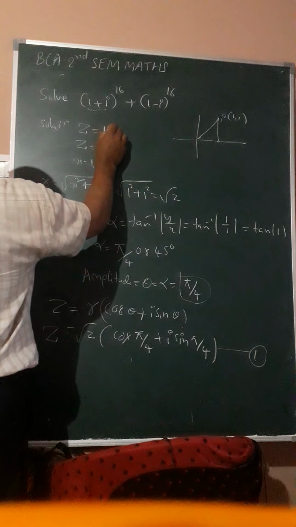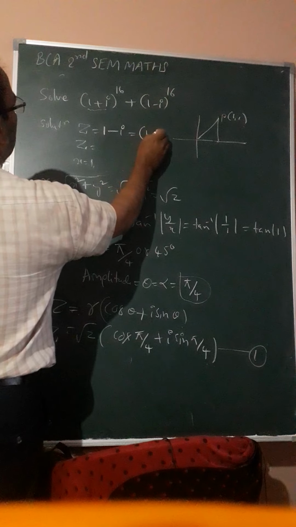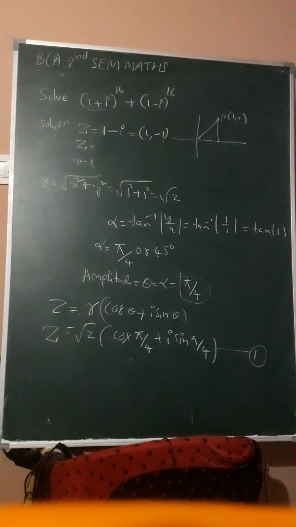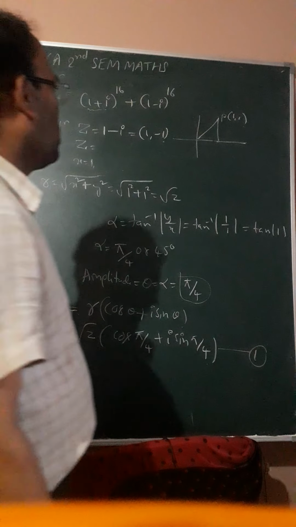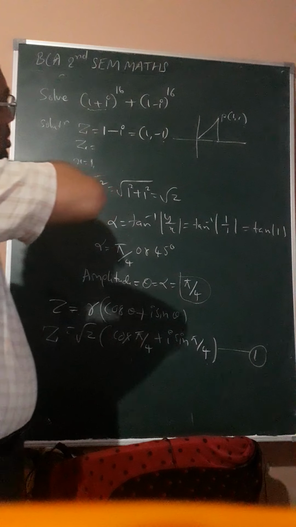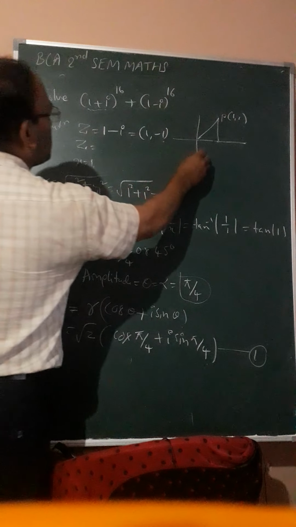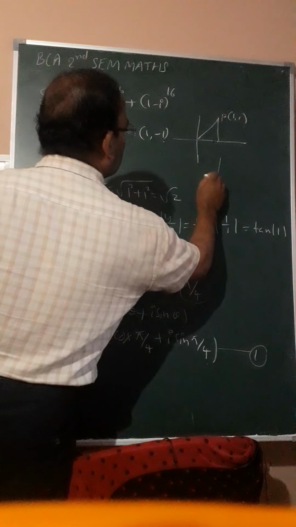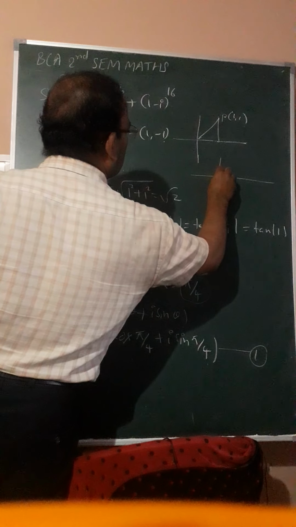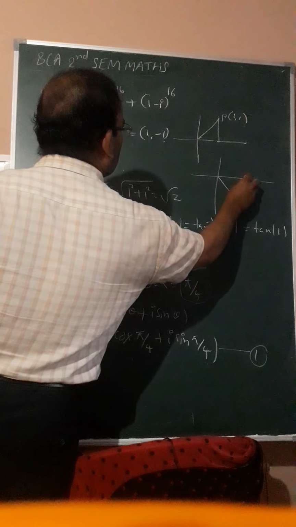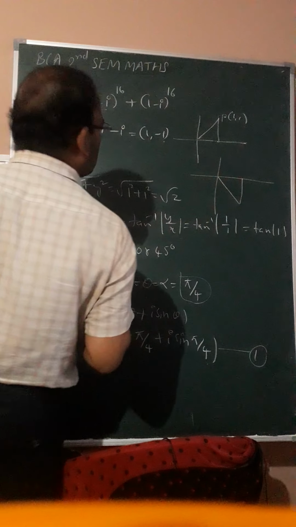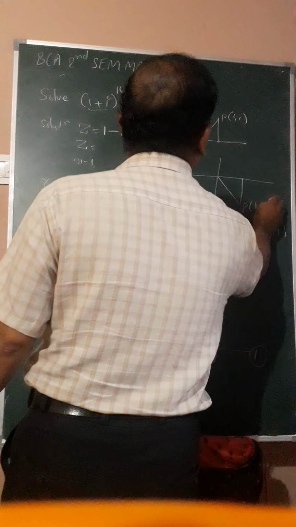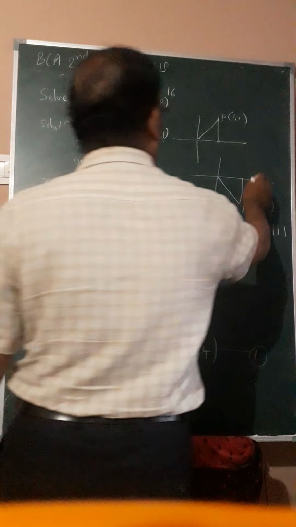Z is equal to 1 minus i, that is the point (1, -1). X is positive and Y is negative, so it lies in the fourth quadrant.